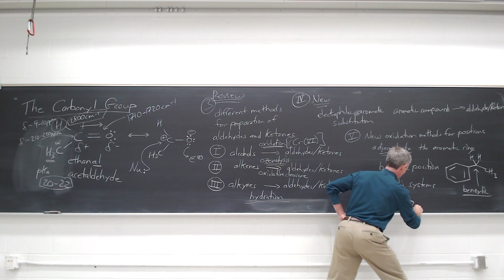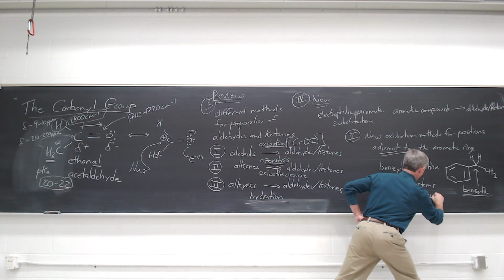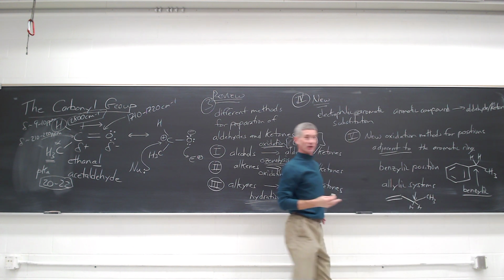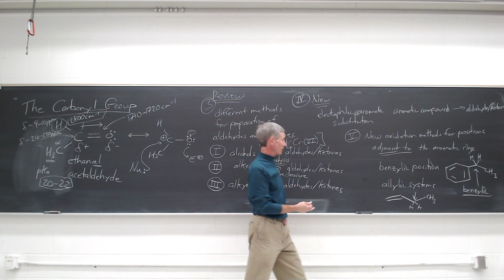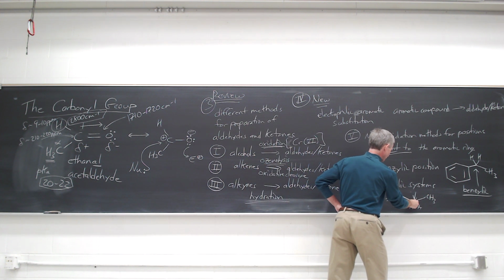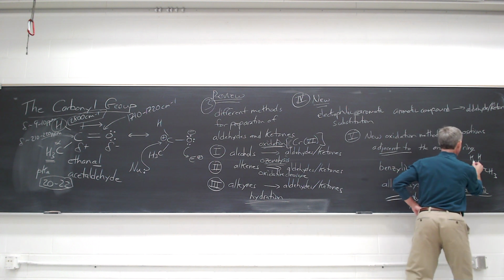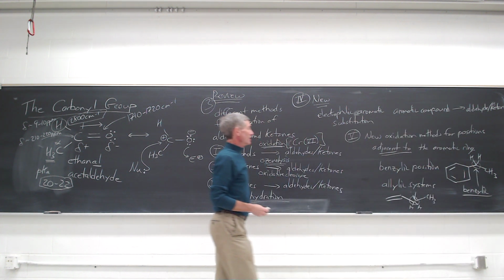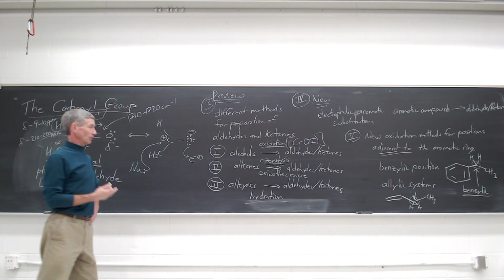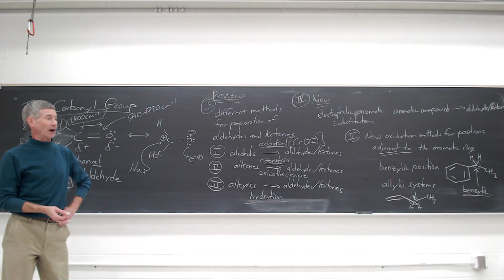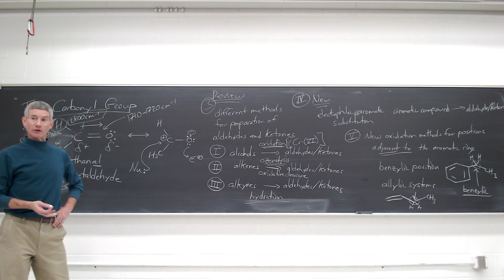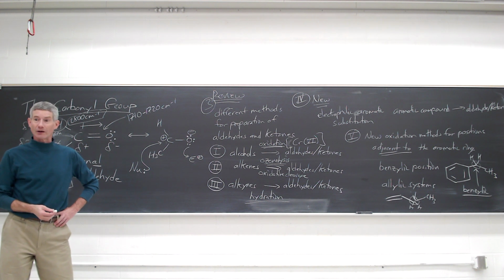where we have a position adjacent to just an ordinary carbon-carbon pi bond. So this is an allylic position, and this is a benzylic position, and those are easier to oxidize. So an allylic alcohol, for example, is easier to oxidize than just an ordinary, in this case, a secondary alcohol.